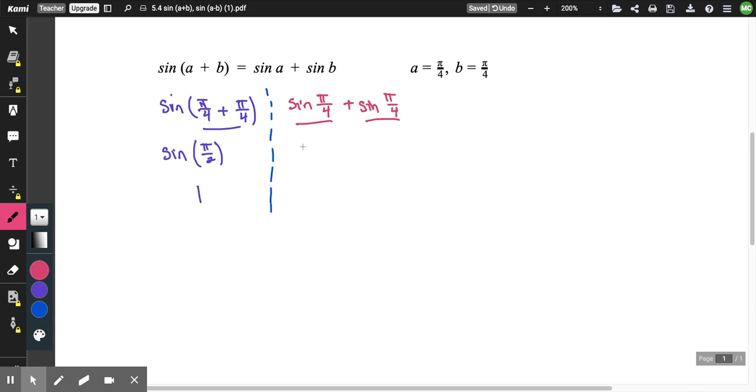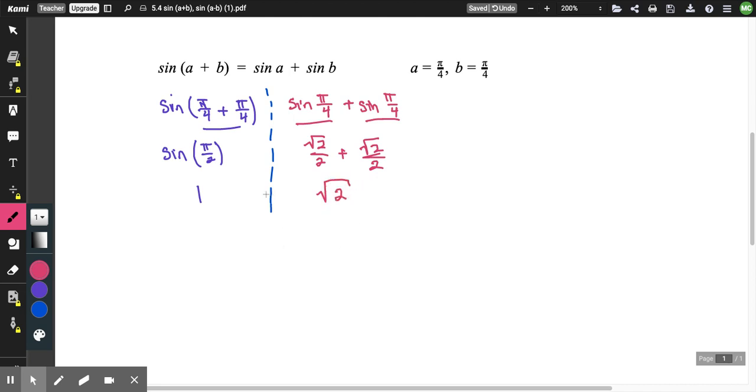So sine of pi over 4 is root 2 over 2. And sine of pi over 4 again is root 2 over 2. And so if I add root 2 over 2 and root 2 over 2, I get 2 root 2 over 2, which is just root 2.